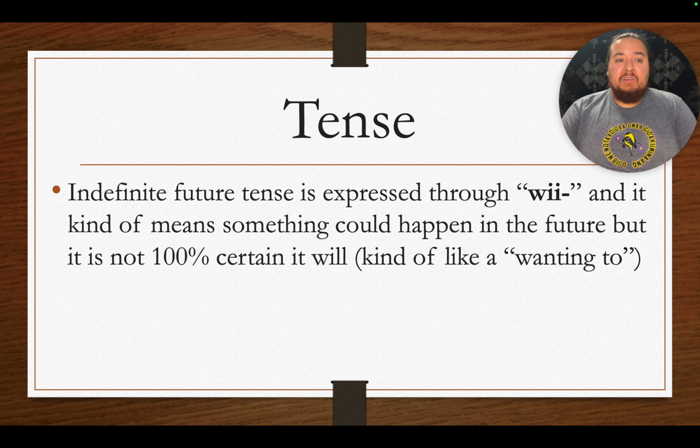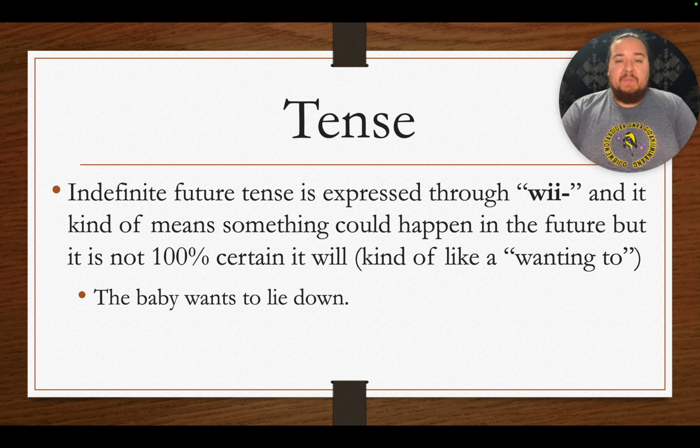So indefinite future is expressed through the prefix we, wii dash, and it kind of means something could happen in the future, but you're not 100% certain. It more so means like wanting to. She or he wants to do whatever the verb is. So, the baby wants to lie down.